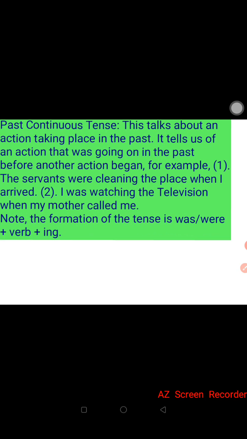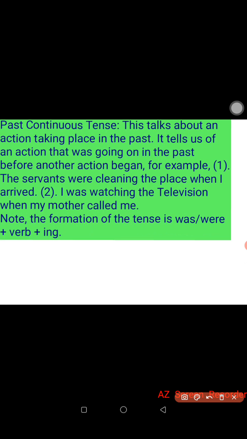For example, the servants were cleaning the place when I arrived. The servants were doing something when I arrived. You see, if the sentence goes like this, the servants are cleaning, you will know that the action is going on now. But here, it is written the servants were cleaning the place. That means they were doing that thing before.